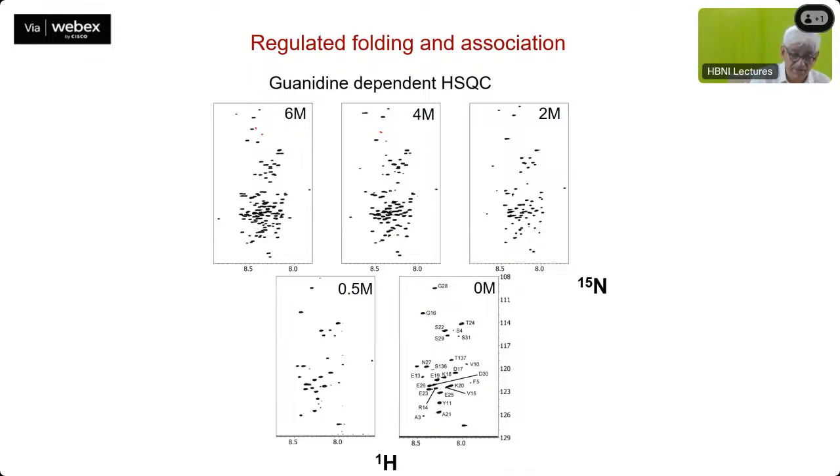All of these peaks had similar intensities. Now you see they have become weaker and some of them have broadened out. Go to 2 molar, and many more have gone. At 0.5 molar, it has come close to the 0 molar spectrum. All of the other ones have gone. This is the N15 spectrum. Now you can monitor the changes in the spectral patterns and identify which portion of the protein is folding first, or folding and associating. Remember, both are happening at the same time.